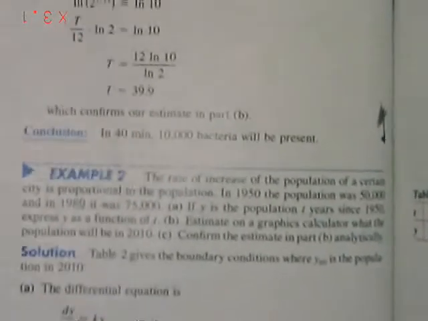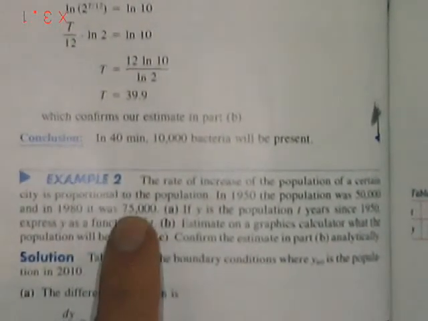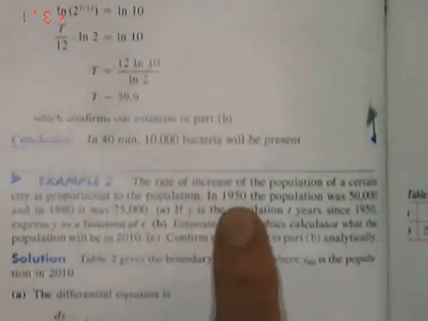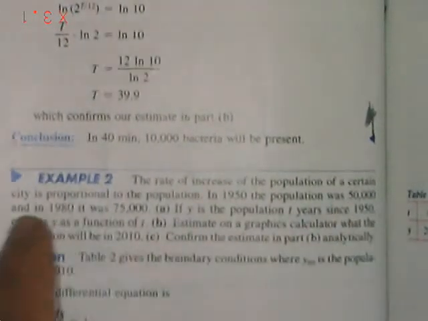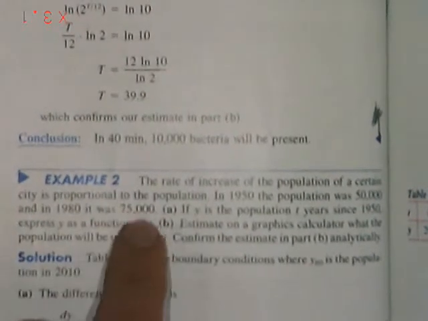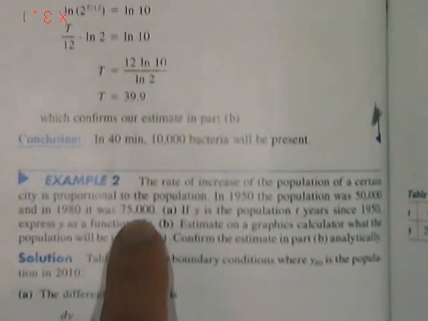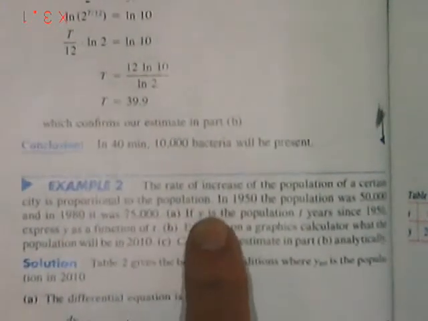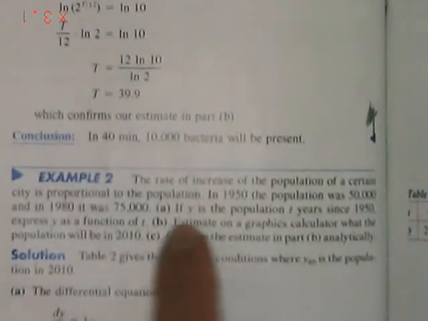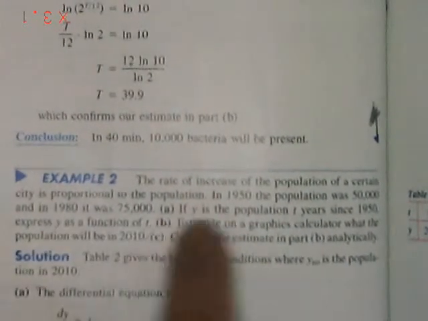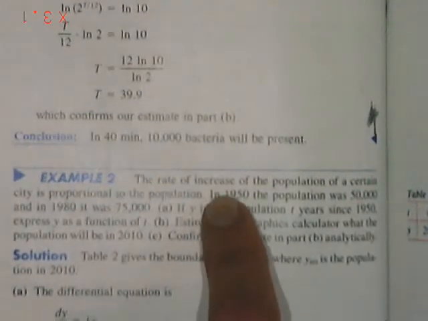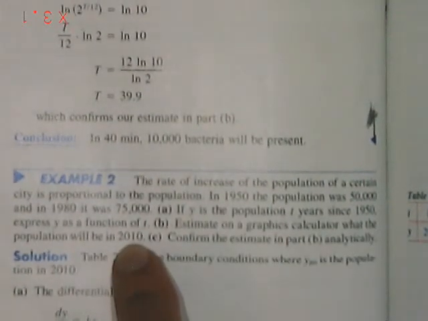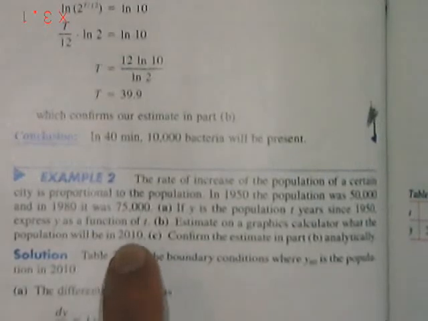Okay, what does example 2 have in store? The rate of increase of the population of a certain city is proportional. Oh, big word. Is proportional to the population. That means we're in this land. That means we're in natural exponential function land. Good. Okay, what are the specifics of this exponential growth? Well, in 1950, the population was 50,000, and in 1980, it was 75,000. If y is the population t years since 1950, express y as a function of t, which means that 1950 will be time 0, and then we want to predict what will the population be in 2010.